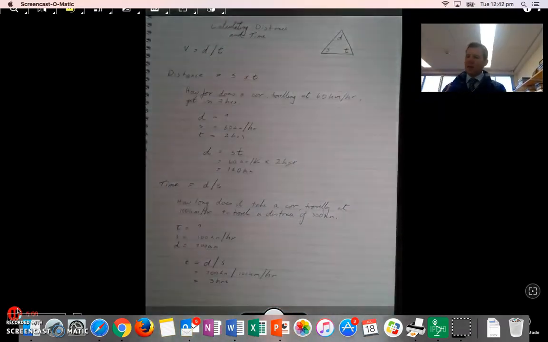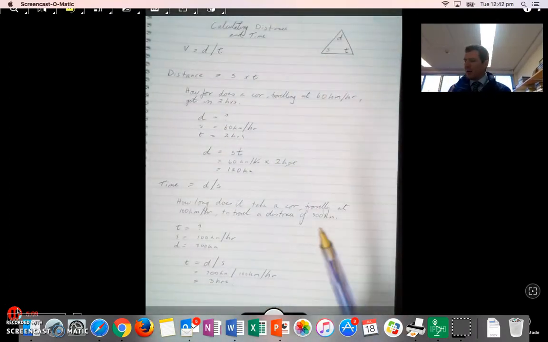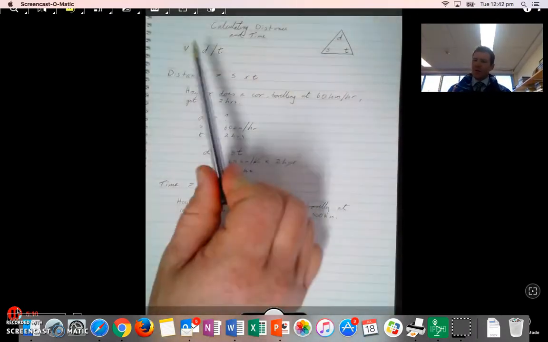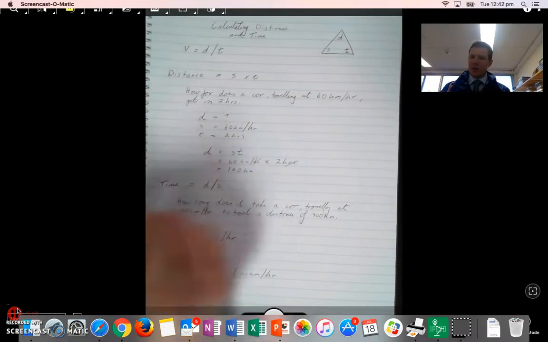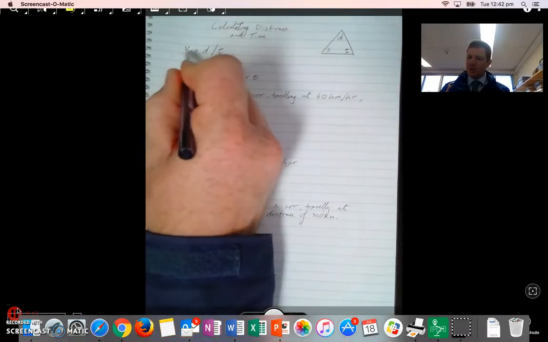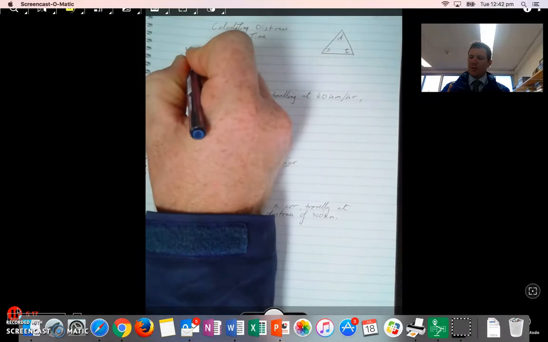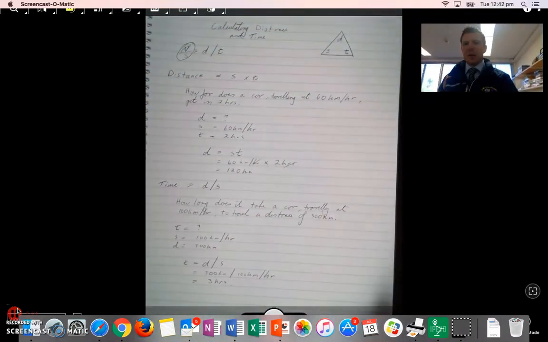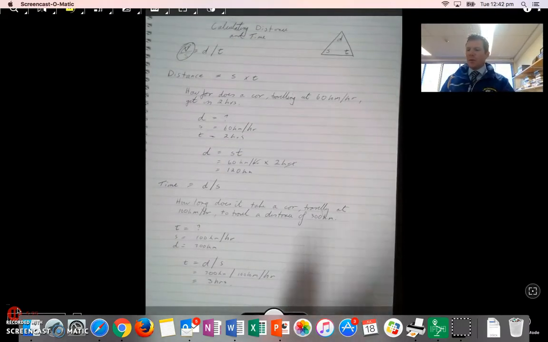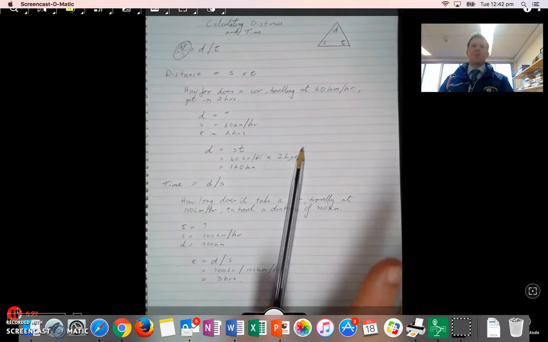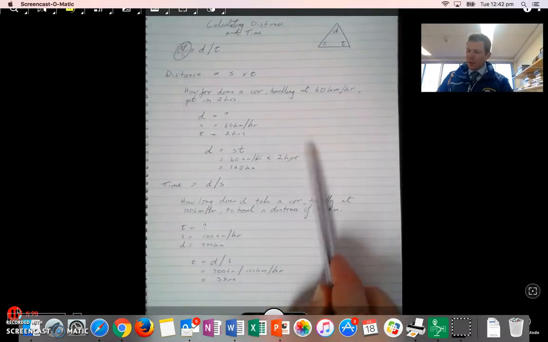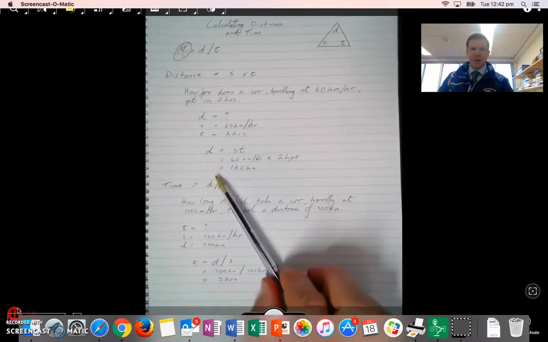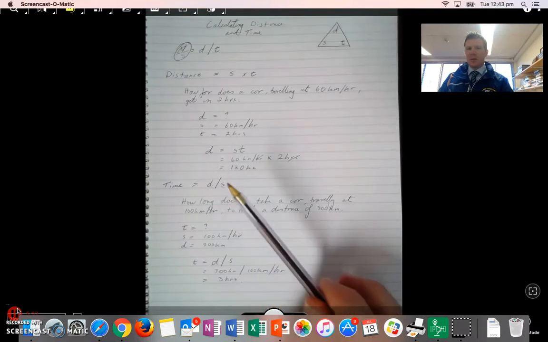Okay, so calculating distance and time can be quite easy. It's just a matter of rearranging this basic equation. Now I know that says V, it could be S depending on what it is. Essentially speed equals distance over time, velocity is distance over time, however you want to put it, whether you're using displacement or distance, the same idea, and you can work out how to find the displacement or distance or the time depending on what you're after.